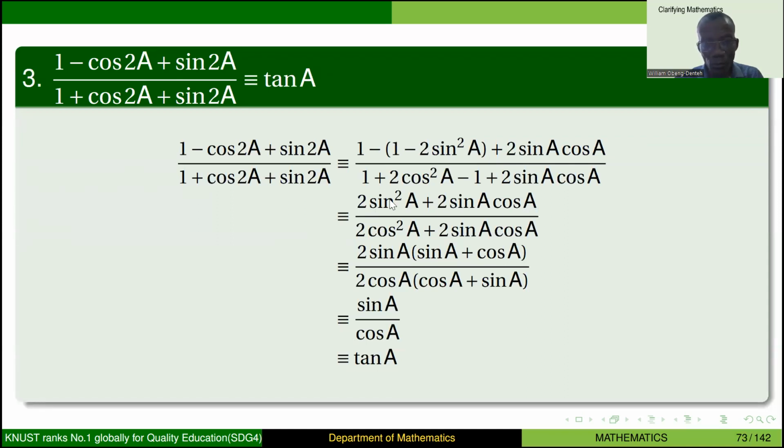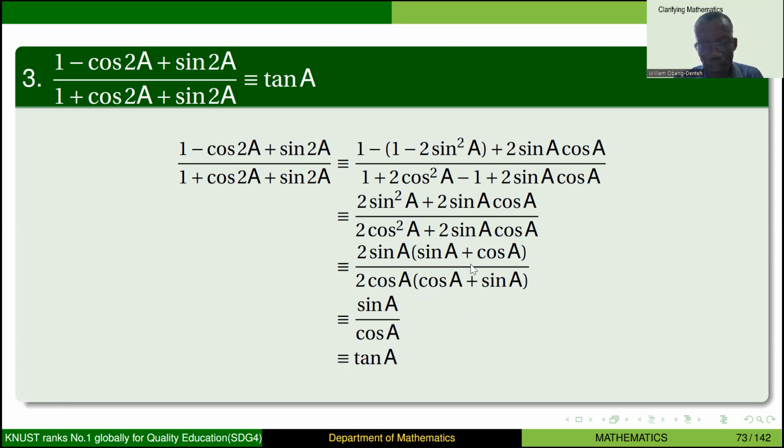The next step is that we have sine squared here, so there is sine there. We have sine A, so we can factorize the sine out. We have cos squared, so there is cos there. We have cos here, so we can bring out the cos. So over here, we have 2 there, 2 there, 2 here, and 2 there as well. So we can factorize our 2 sine A out, and then we get sine A plus cos A from the numerator. Then at the denominator, we can factorize 2 cos A out, and then we get cos A plus sine A. Look at it carefully.